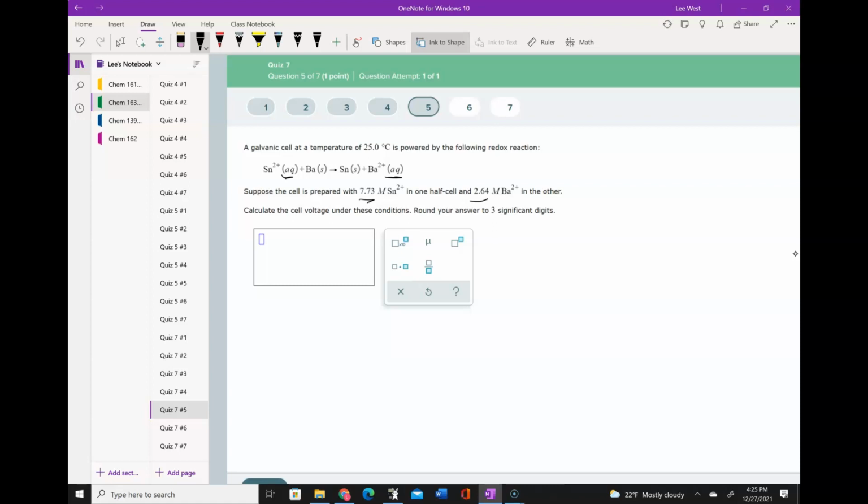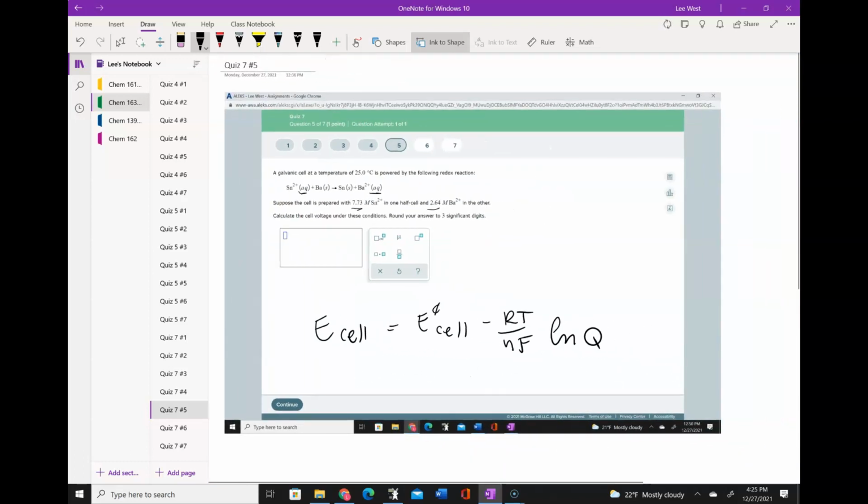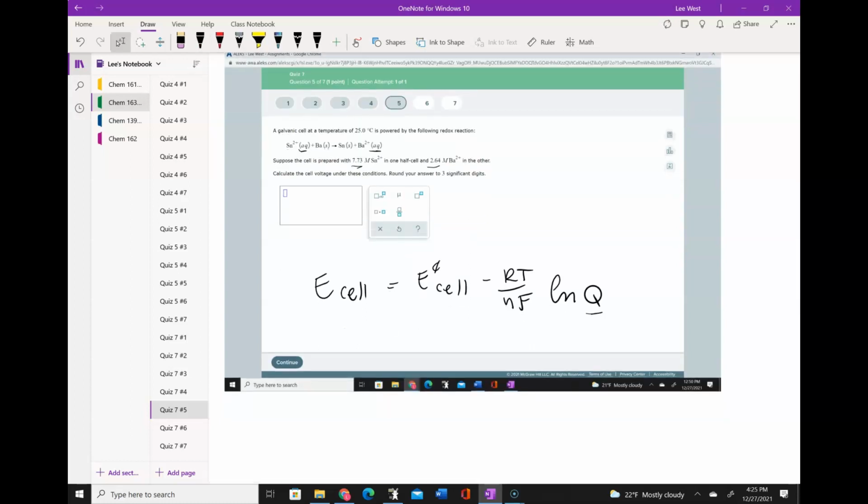So how do we calculate that? Well, the cell potential under non-standard conditions is given by the Nernst equation. So it's E0 cell minus RT on NF log Q. Q in this case is the reaction quotient, right? So let's see what we've got here. We need a few things to figure out.